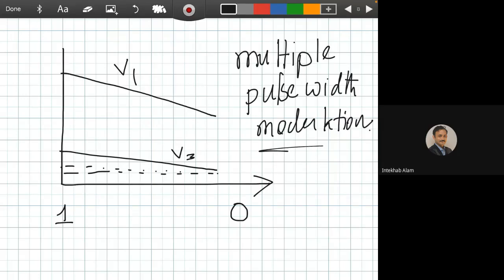Okay, do you have any observation regarding this output? Shall I explain it again? Can you hear me?